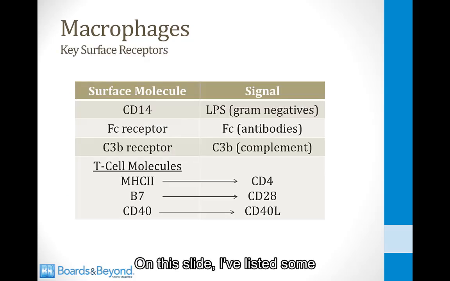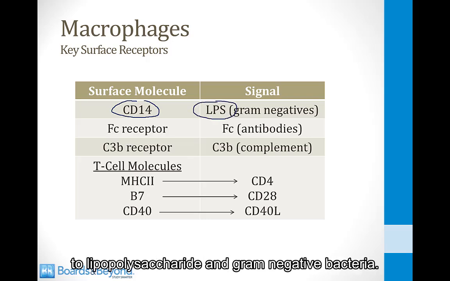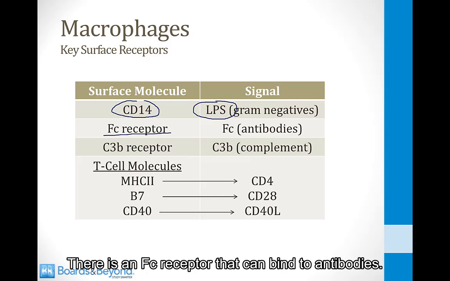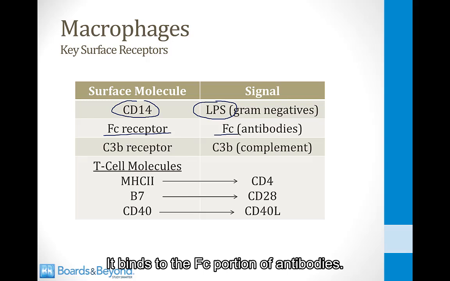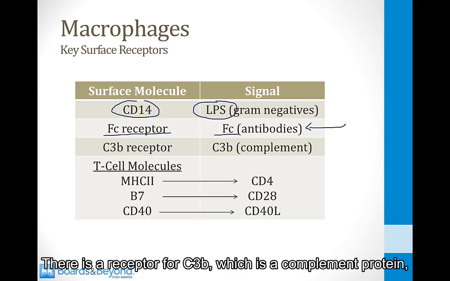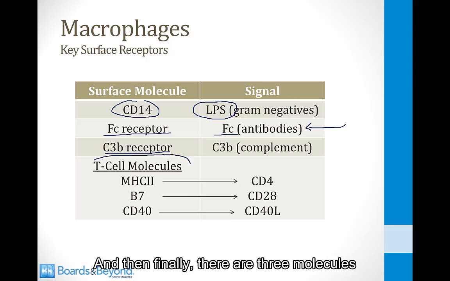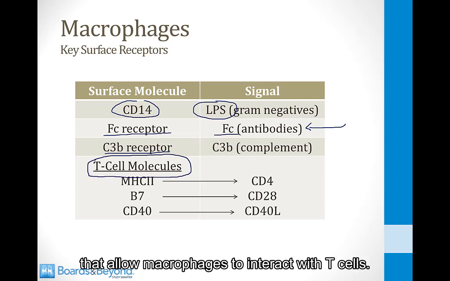On this slide, I've listed some of the important surface receptors found on macrophage cells. CD14 is the surface receptor that binds to lipopolysaccharide in gram-negative bacteria. There is an Fc receptor that can bind to antibodies. It binds to the Fc portion of antibodies. We'll talk more about antibodies in the module on B cells. There is a receptor for C3b, which is a complement protein, and this allows macrophages to bind anywhere that complement is found.